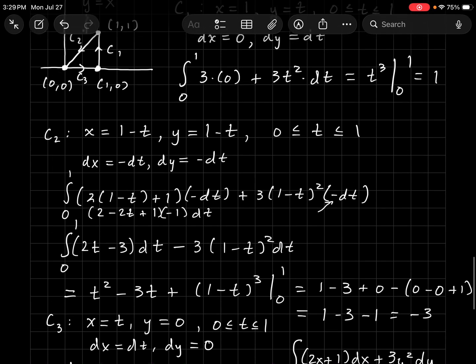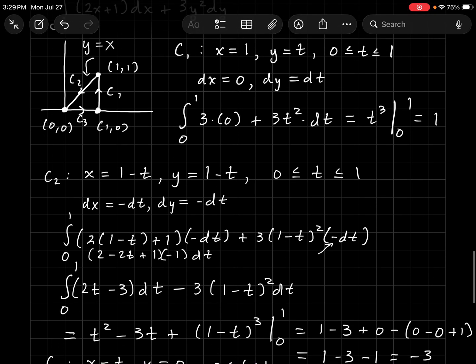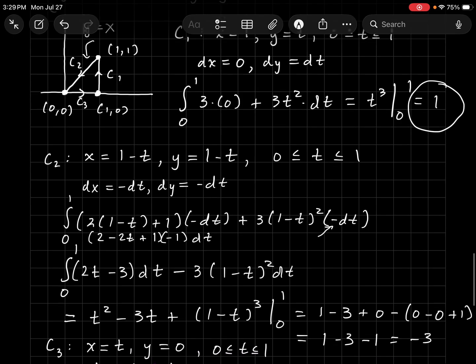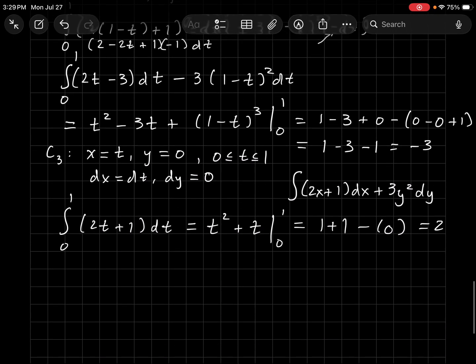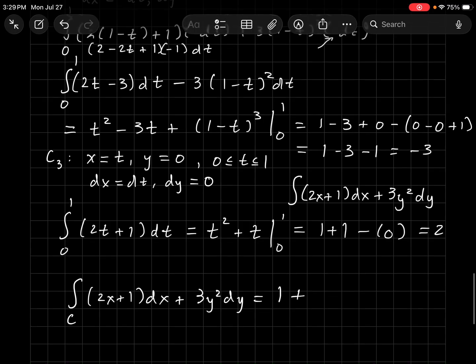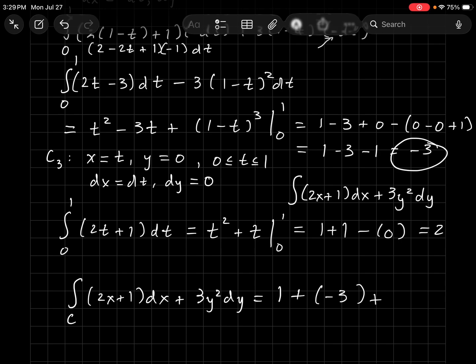So if we put these three partial curves together, that is my integral, 2x plus 1 dx plus 3y squared dy, is going to be 1 plus the second part, negative 3, plus the third part, over the third partial curve, plus 2 equals 0.